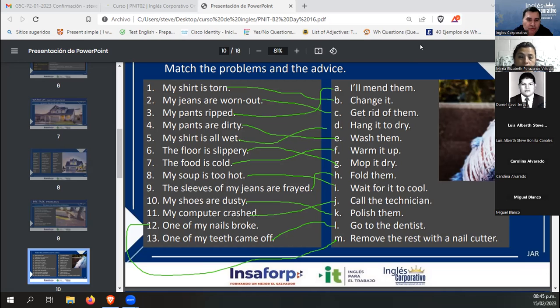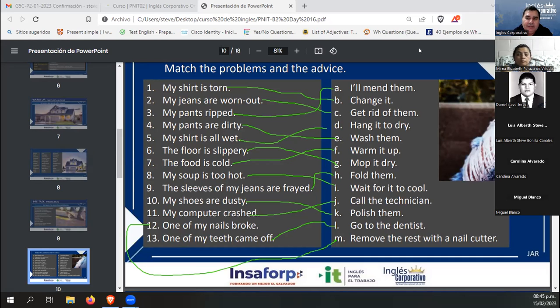Dirty es sucio. Wet. Wet es mojado. Slippery. Liso. El piso está liso. The floor is slippery. Cold. Helado. Cold. Too hot. Demasiado caliente. Too es demasiado. Demasiado caliente. Too hot. Ya entendí inglés. Excellent. Nice. Okay.